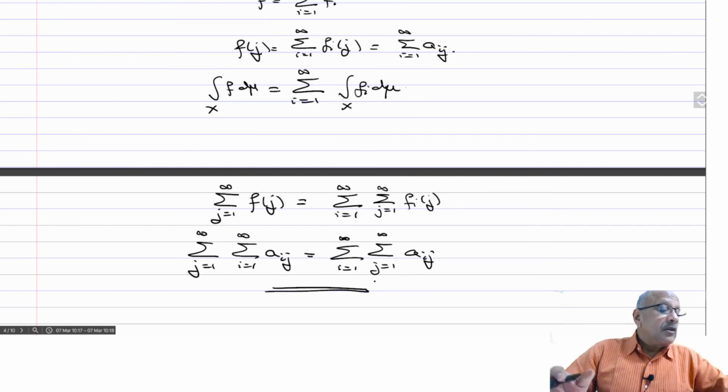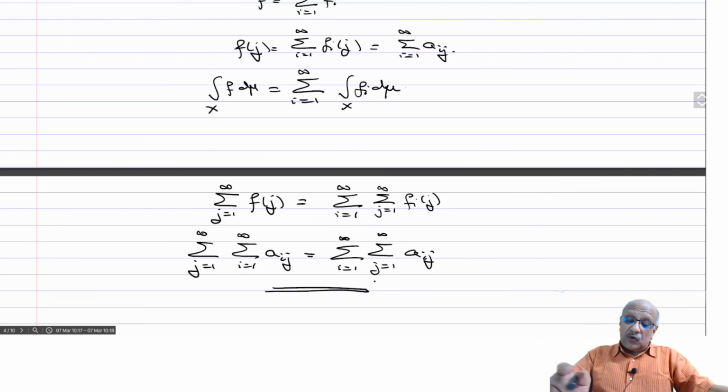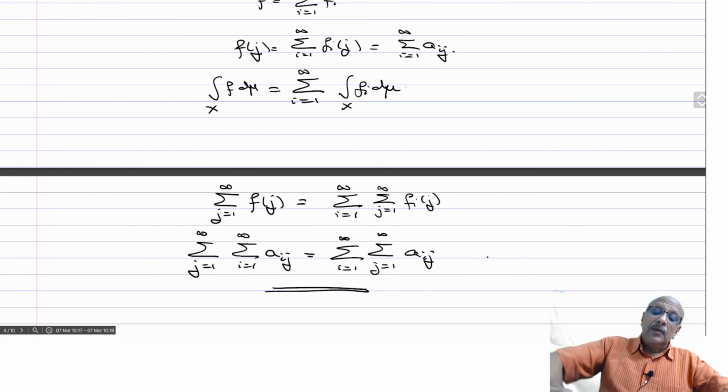Now this is not necessarily true for arbitrary double sequences. We will see examples, and we will also use some limit theorems from measure theory to show when you can interchange the order of summation when the a_{ij} are not necessarily non-negative. We will see that example much later. So right now, for non-negative double sequences, you can interchange the order of summation without any problem.